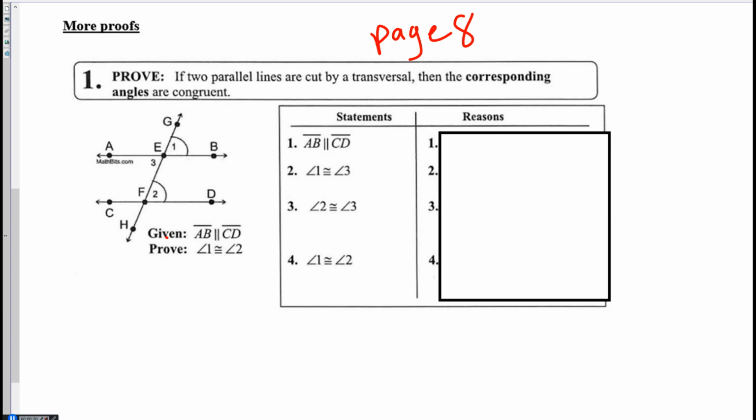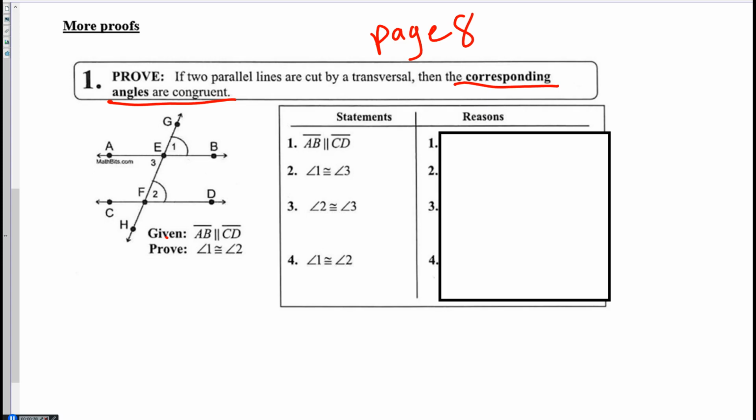So this is on page 8 of your packets that you have, and this is the lesson for Thursday, October 17th. So I'm looking at this picture. I've got two parallel lines here, and I want to prove that the corresponding angles are congruent. So we know that they're congruent because we've talked about it before, but we've never actually proven why they're congruent.